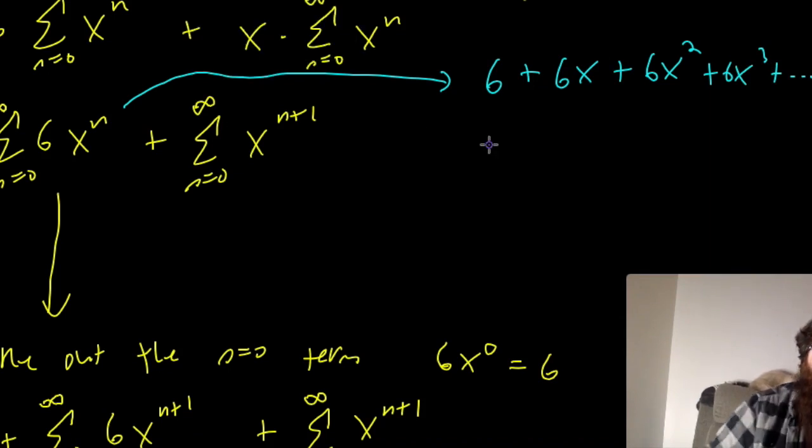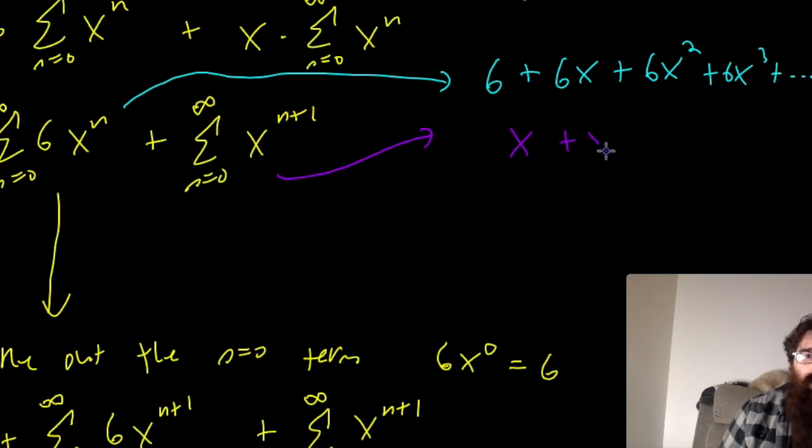But what about the other one? Well, let's write that one out. When n equals 0, I get x to the 0 plus 1, or that's x to the first. When n is 1, I get x to the 1 plus 1, or that's x squared. When n is 2, I get x to the 2 plus 1, that's x cubed, and so on and so forth. And I'm trying to add these two things together.